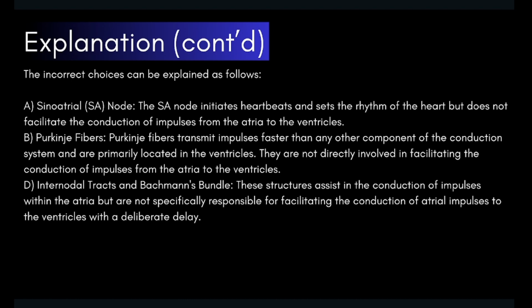Sinoatrial node, SA node. The SA node initiates heartbeats and sets the rhythm of the heart, but does not facilitate the conduction of impulses from the atria to the ventricles. Purkinje fibers. Purkinje fibers transmit impulses faster than any other component of the conduction system and are primarily located in the ventricles. They are not directly involved in facilitating the conduction of impulses from the atria to the ventricles.